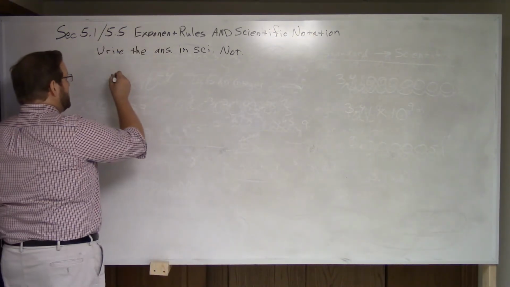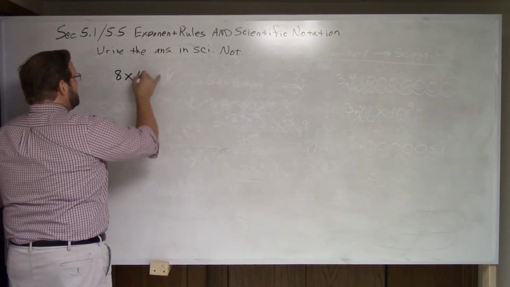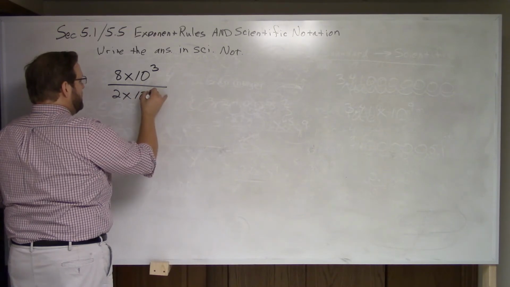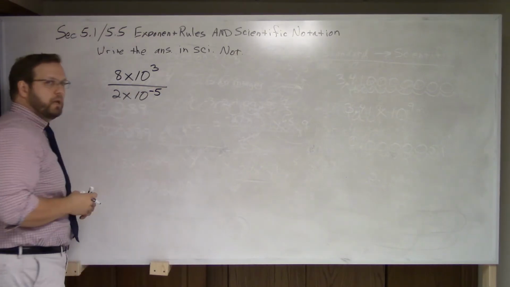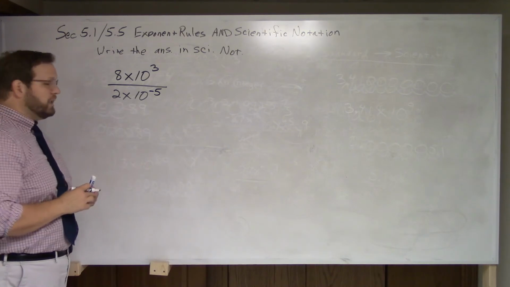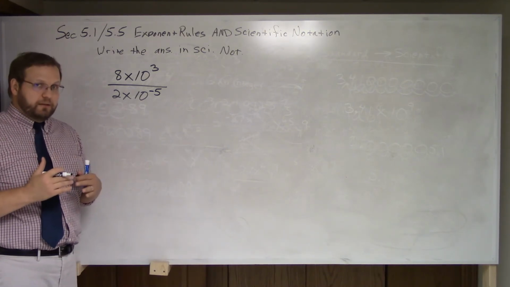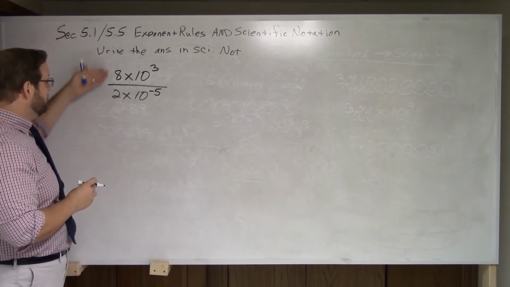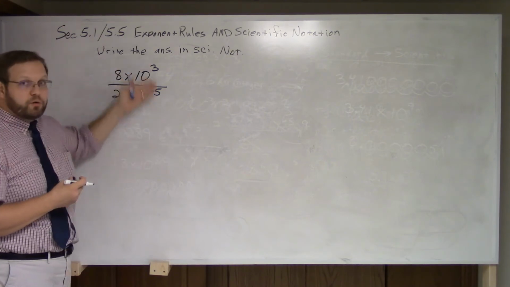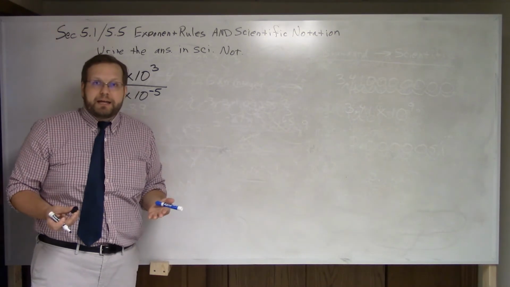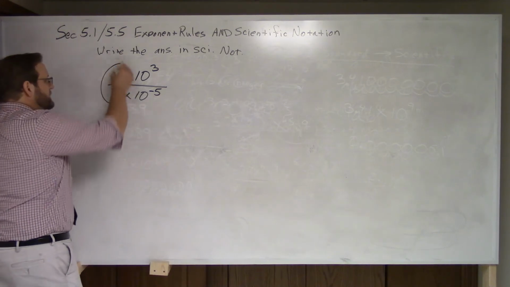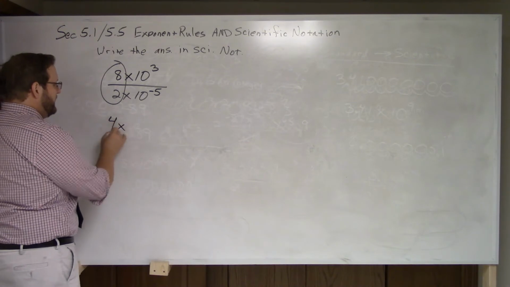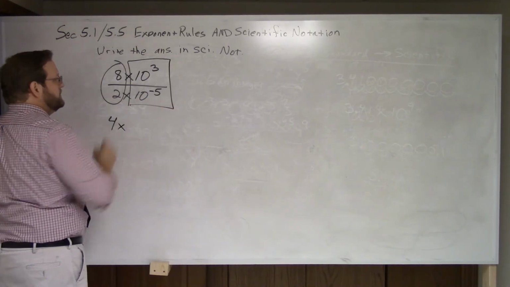Let's say I have 8 times 10 to the third over 2 times 10 to the negative fifth. Okay? Now, when I'm dividing like this, I'm going to be dividing like pieces. You have this numerical, just the regular number in front, then you have this power of 10. Those powers of 10 have the same base. So, what is 8 divided by 2? 4. No big deal.